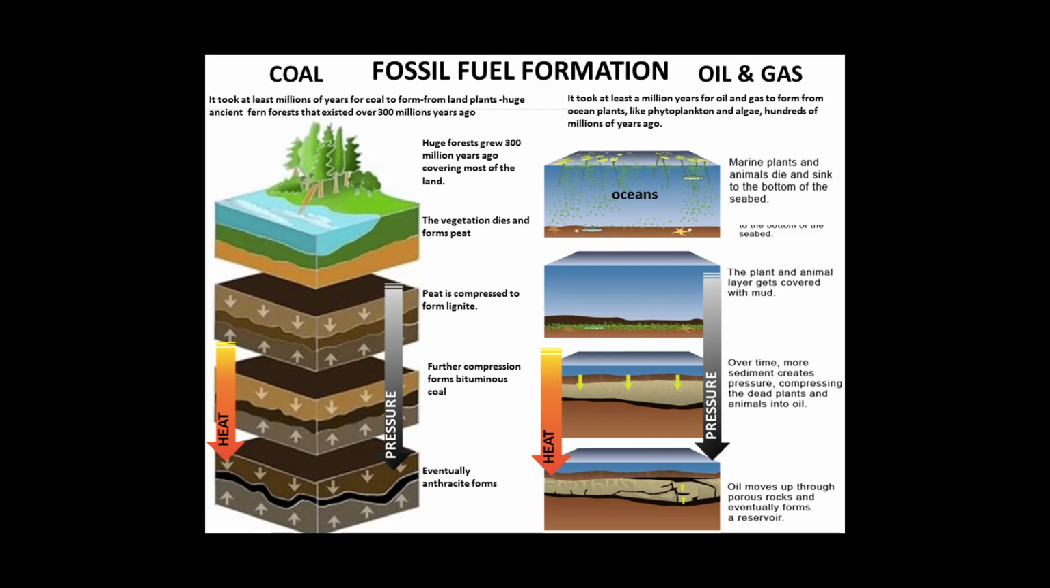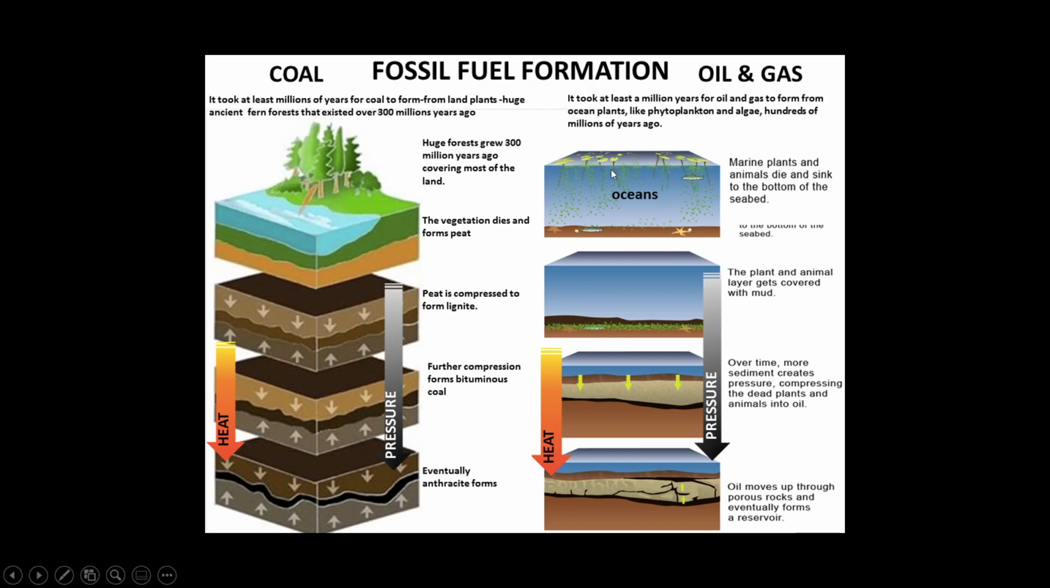So this gives you an idea of the fossil fuel formation with coal versus oil and gas. Coal, you can see here, we had huge forests that were growing on land. The vegetation then died and formed peat. The peat was then compressed to form lignite. Further compression formed the bituminous coal, which, if you recall, is the most common source of coal. And then over enough time, with enough pressure and heat, you could eventually get anthracite.